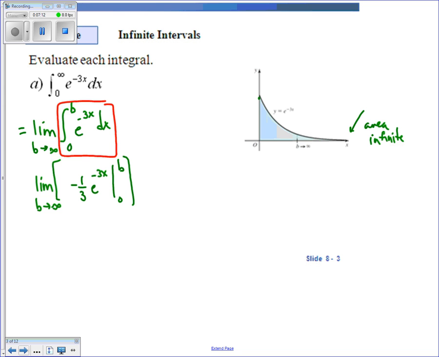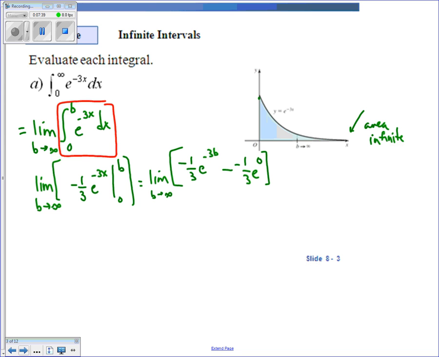Okay, so now, evaluating at b and at 0, this is going to be the limit again, as b goes to infinity, of minus 1/3 e to the minus 3b, and then minus negative 1/3 e to the 0. So I'm just plugging in the b, and then plugging in the 0 and subtracting them.